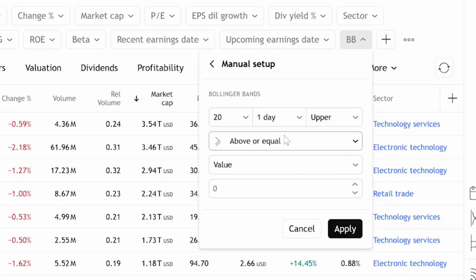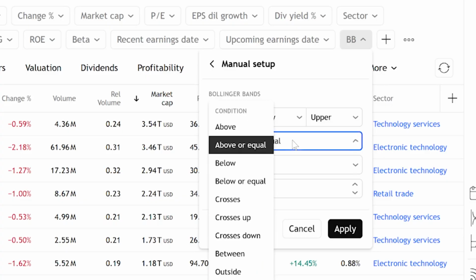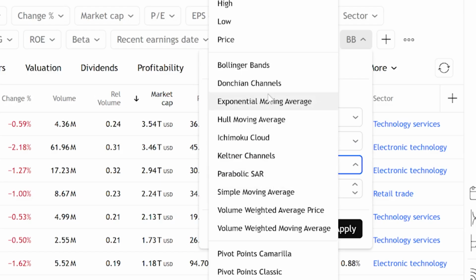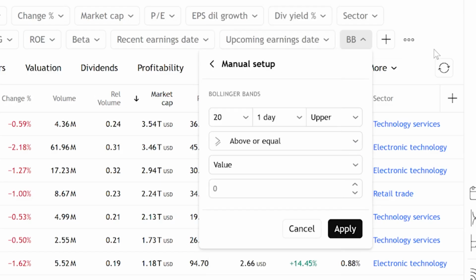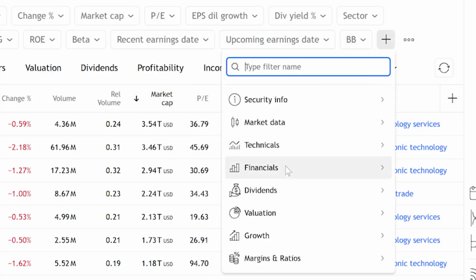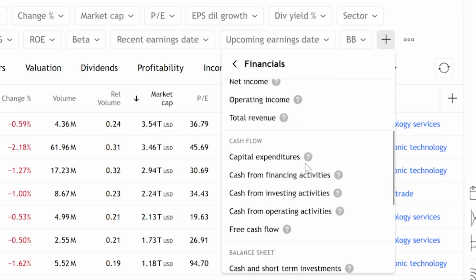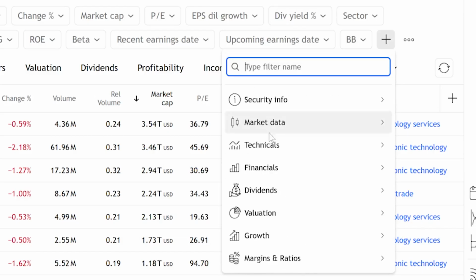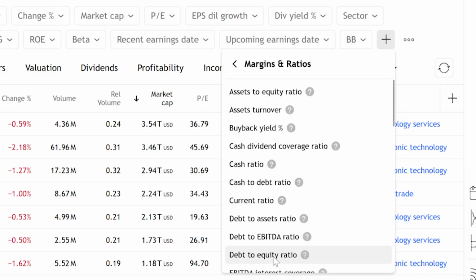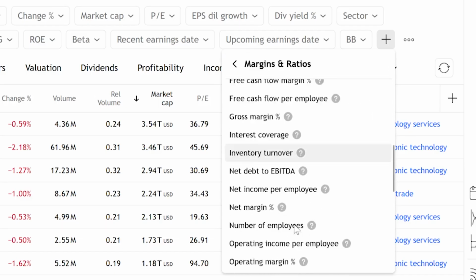And you can even dive into manual setup and go a little bit crazy in terms of your logicals and how you're calculating Bollinger Bands relative to even another indicator. So you can get really complicated if you want with these filters. Just diving in a little bit more, I'll show you there's quite a wide range of financial indicators here, as well as valuation metrics and ratios and margin metrics to use in your screen.